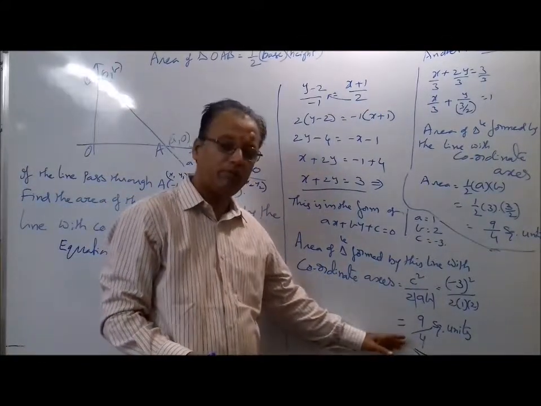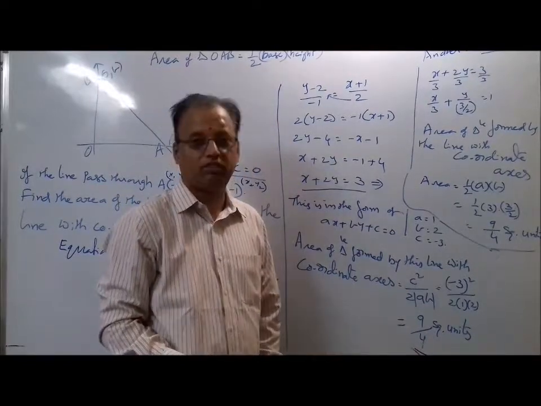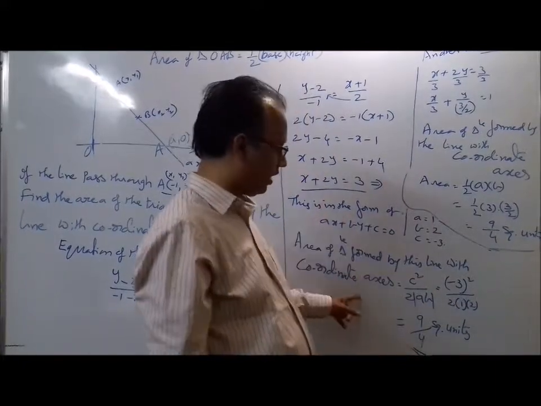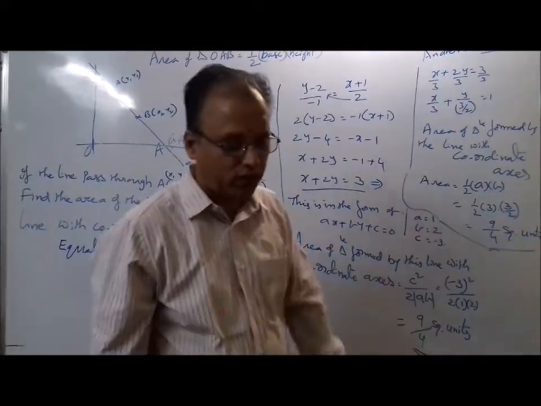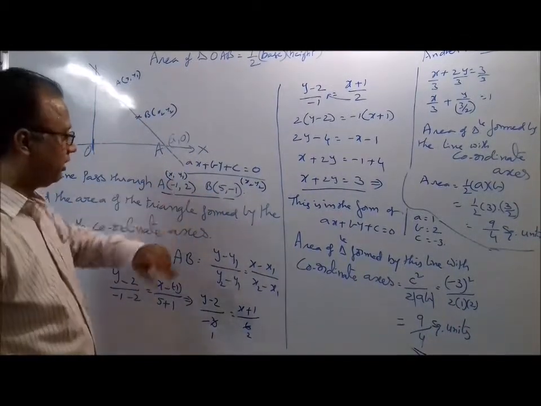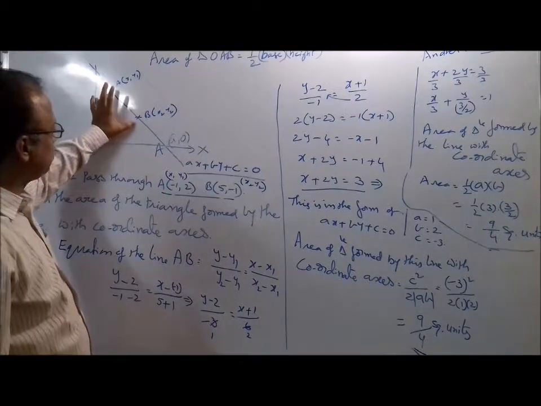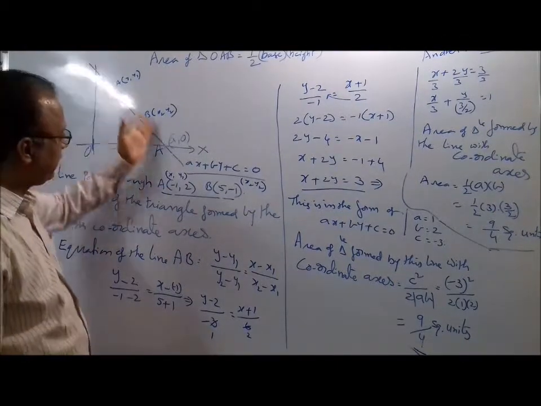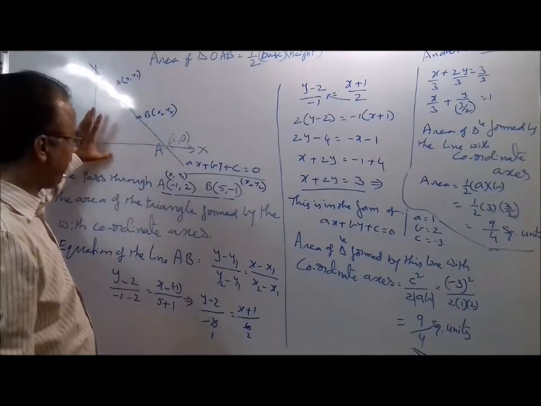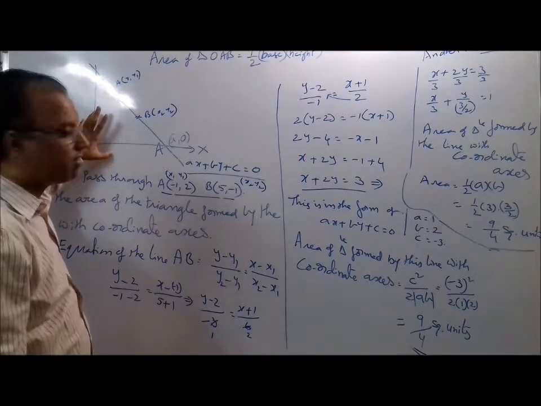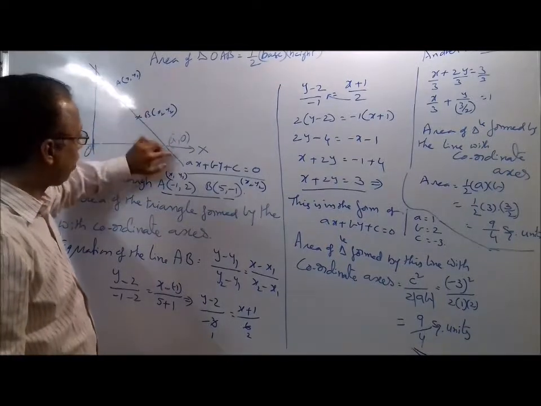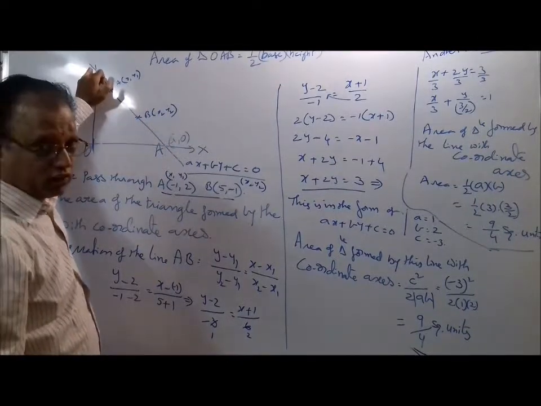Generally, the c square by 2ab method will be convenient for us. See here, we got the area of the triangle by c square by 2ab as 9 by 4 square units. But what we did in this: the two points on the line, that is A and B, are the two points used to find the line. To find the area of the triangle formed by this line with the coordinate axis, first with A and B we got the line. Those two points are not here and here. That we should understand.